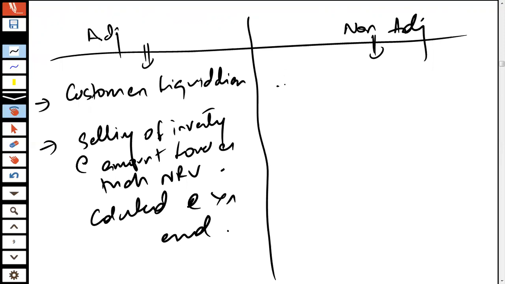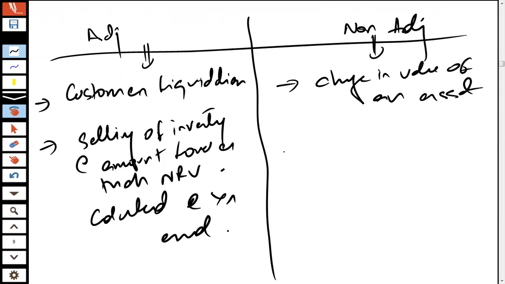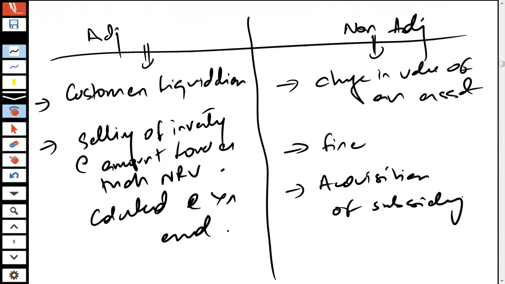What could be a non-adjusting event? That could be a change in value of an asset. Another non-adjusting event could be a fire which might break out after the year end, or the acquisition of a subsidiary. So there could be multiple things that arise after the year end, and they are going to be considered as non-adjusting events.